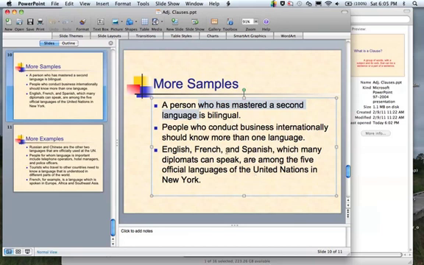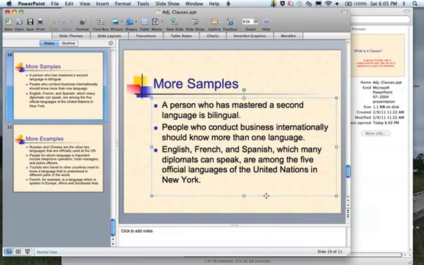For number 2, you have who conduct business internationally, with who conduct as one verb pair and people should know as your other subject-verb pair. Who conduct business internationally is your adjective clause, and the other clause, people should know more than one language, would be your independent clause.